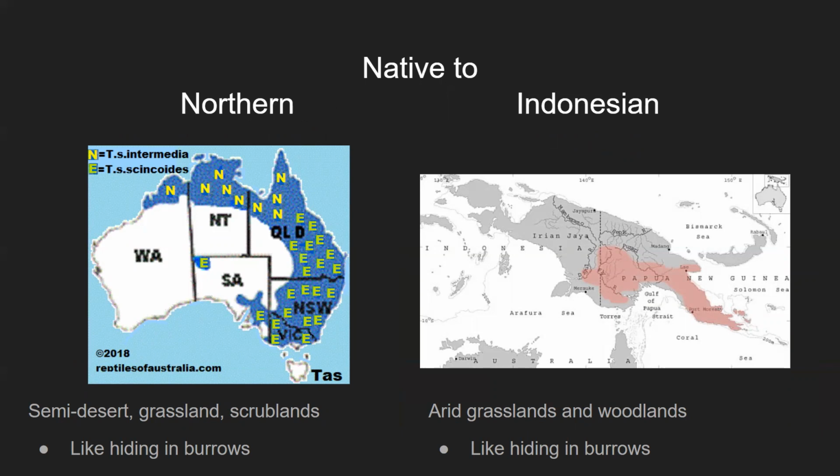Indonesians, obviously native to, again, islands of Indonesia. All right, and again, there's arid grasslands, woodlands kind of thing, and they also like hiding under brush and down in burrows. So these guys are both diurnal, so they're going to be out more in the day. They're going to be more active in the mornings and evenings when the temperature is a little more sustainable. So they'll hide under brush and stuff in the day to get out of the heat of the day, and then also at night.